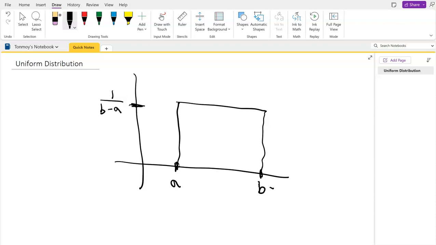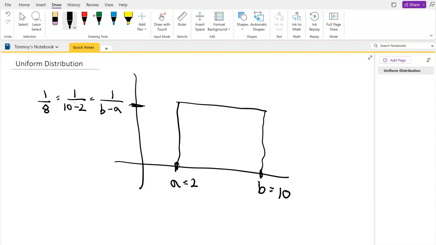So if b, let's say, equals 10 and a equals 2, then the height is going to be 1 over 10 minus 2, which is equal to 1 over 8. And so this gives us the shape of the distribution. This is what it looks like.